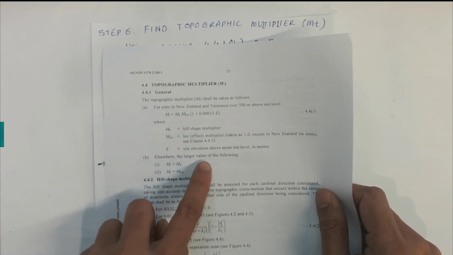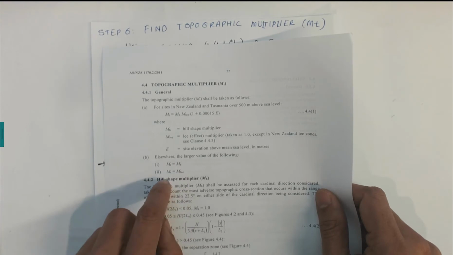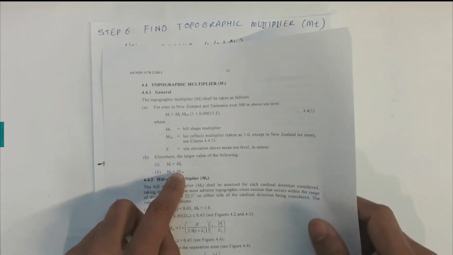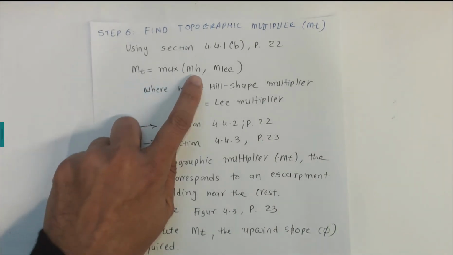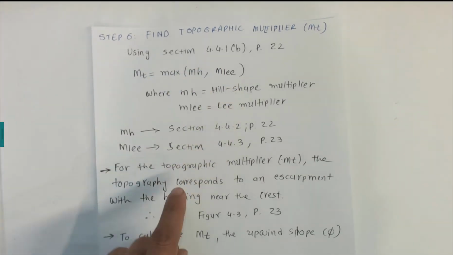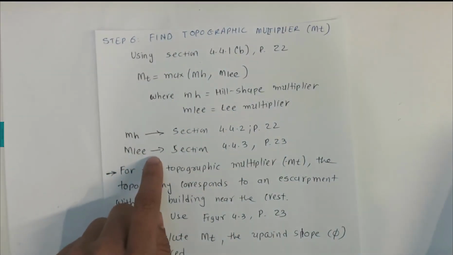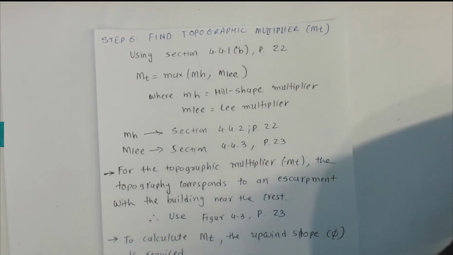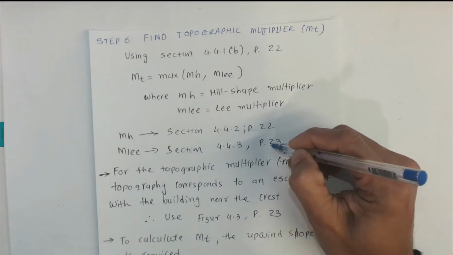4.4.1b, where it says the larger value of the following. So Mt can be taken as the maximum of Mh and Mle, where Mh is the hill shape multiplier and Mle is the lee multiplier. We are going to find Mh from section 4.4.2 on page number 22, and Mle from section 4.4.3 on page number 23. It has some information on page number 24 to calculate the lee multiplier.